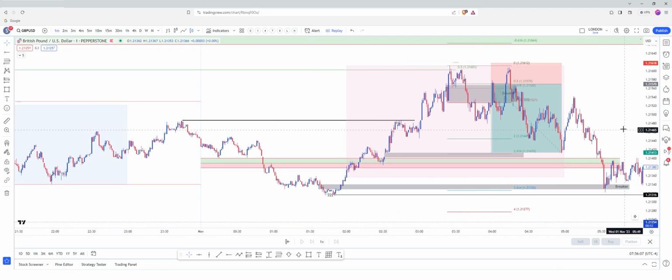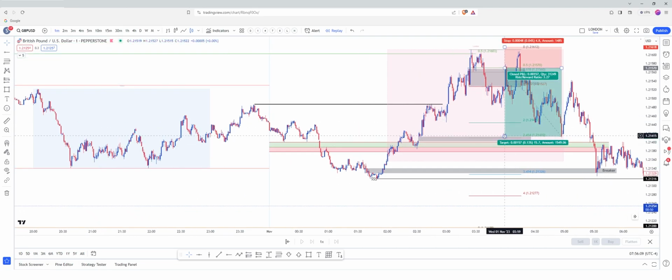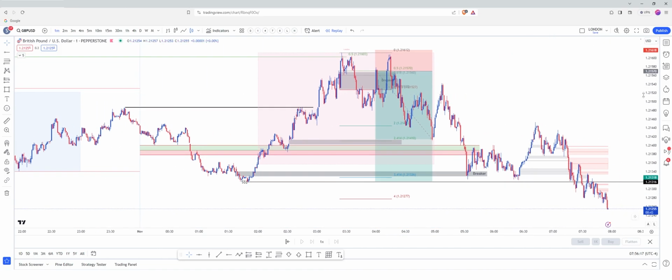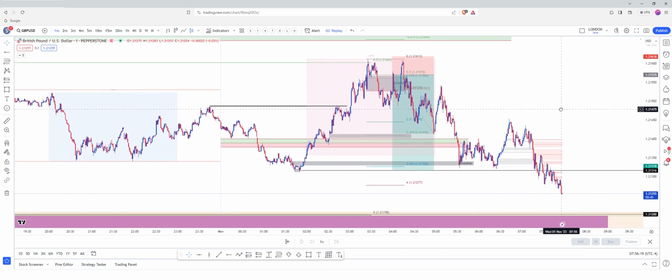And ultimately, I'm kind of regretting not leaving runners. Something maybe I need to work on is just having the patience to leave runners. Take 80-90% of the trade off and leave some runners there. I could potentially do that better. But anyway, overall, a positive day.